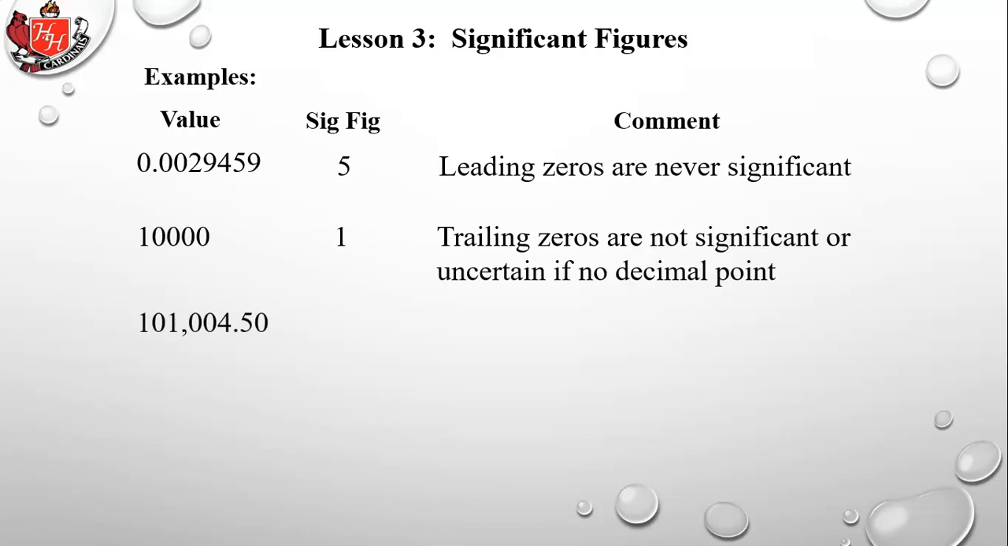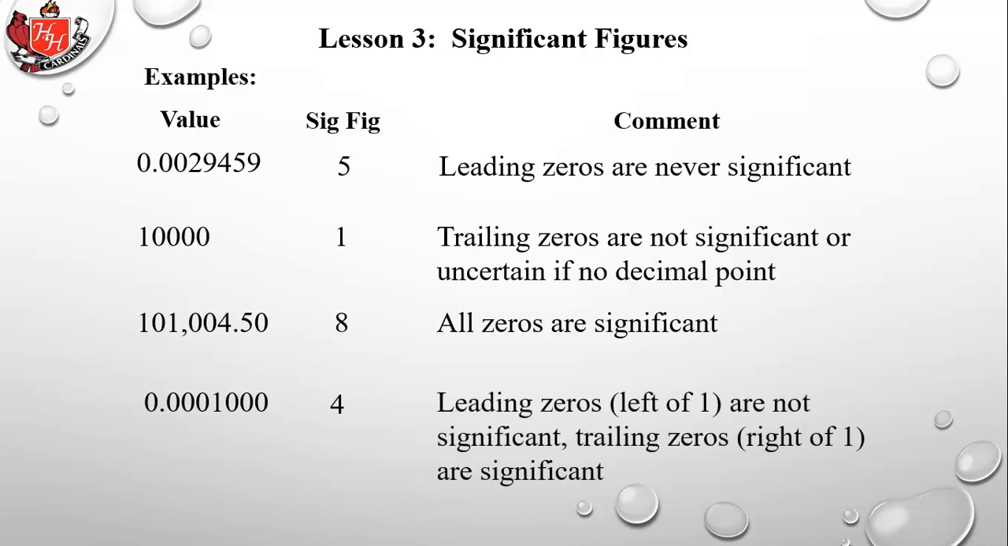What about this number? That's 8 significant figures. All zeros are significant. Because there's a decimal point, that last 0, the one furthest on the right, is a significant figure. How about this? 4 significant figures. Leading zeros to the left of the 1 are not significant. Trailing zeros right of the 1 are significant because there's a decimal point there.